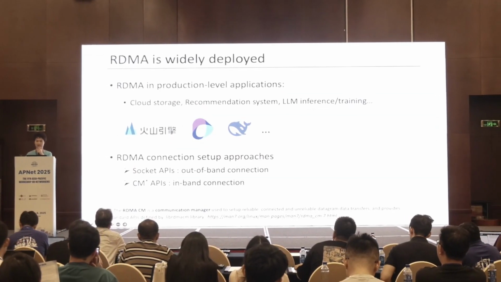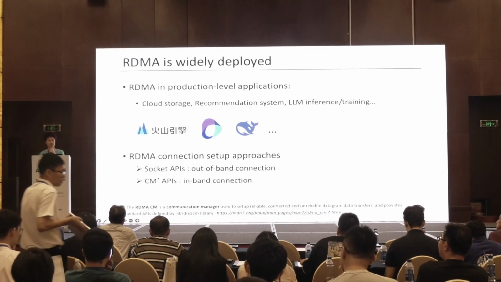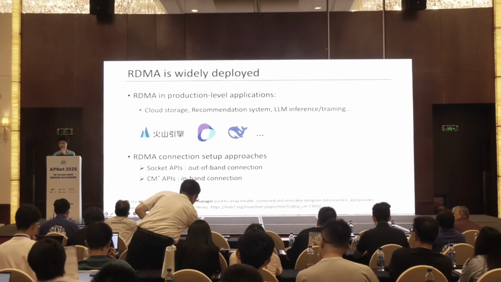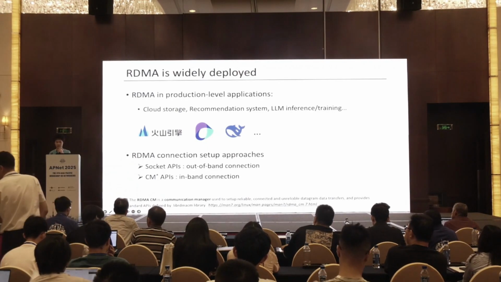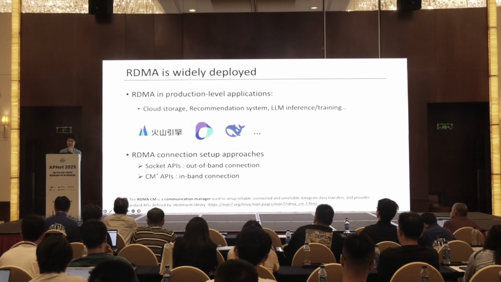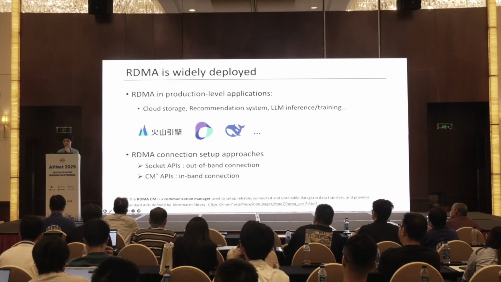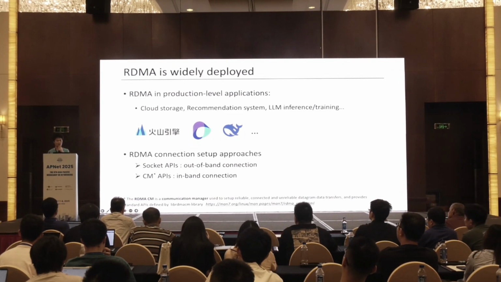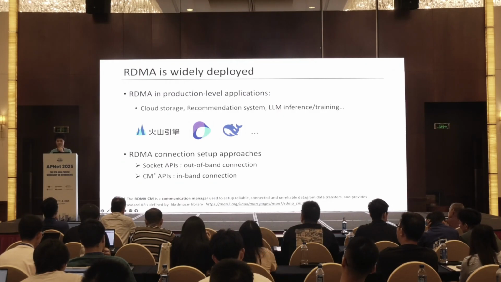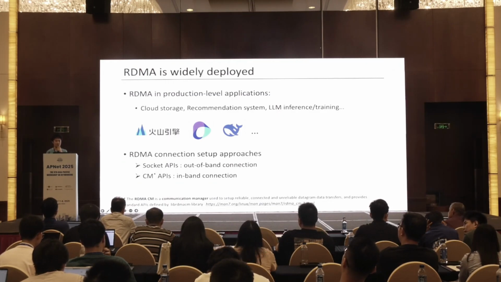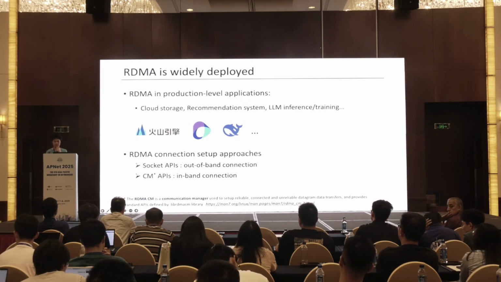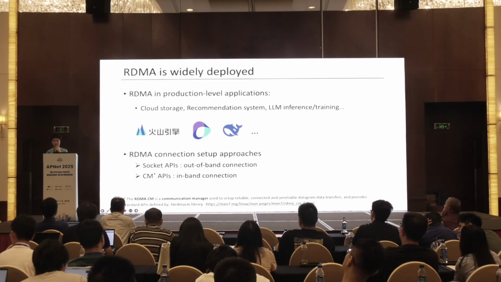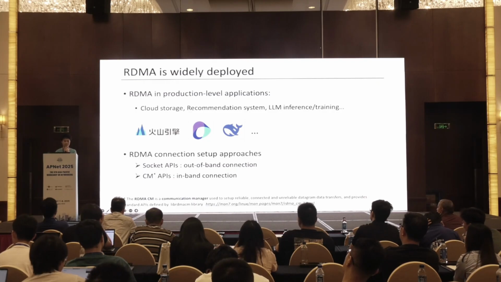We all know that RDMA is a de facto standard for high-speed networks in modern data centers. It is widely deployed in many production apps like storage, recommendation, and large language model inference and training. For RDMA connection setup, there are two usual approaches. The first uses traditional socket APIs, the same as regular TCP. The second leverages RDMA CM APIs from the librdmacm library. Just to add, the CM APIs are based on sockets but adapted for QPair-based semantics.